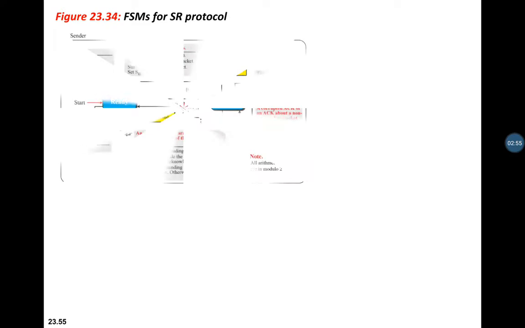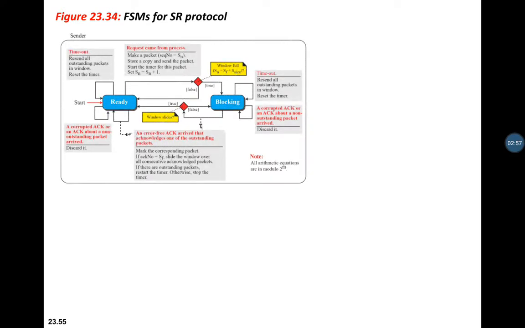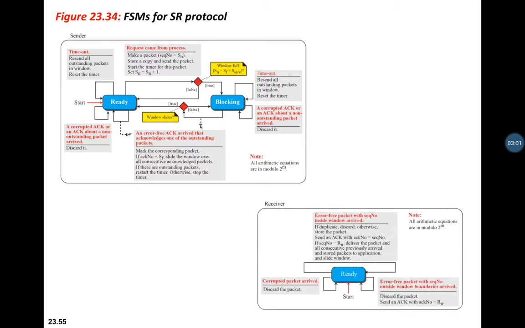Next is about the timers. Selective repeat uses one timer for each outstanding packet. When a timer expires, only that corresponding packet is resent. This is also a difference from go back N. In go back N, outstanding packets are treated as a group, and selective repeat treats them individually. Most transport layer protocols that implement selective repeat use only a single timer.